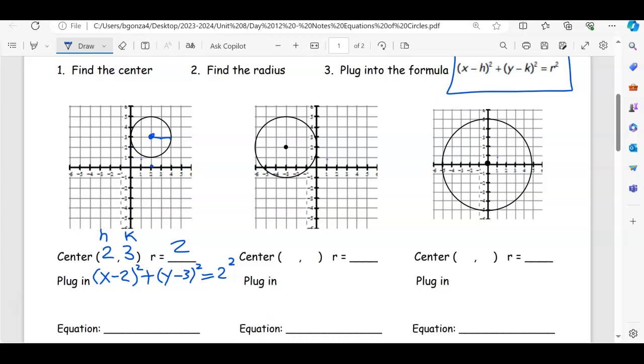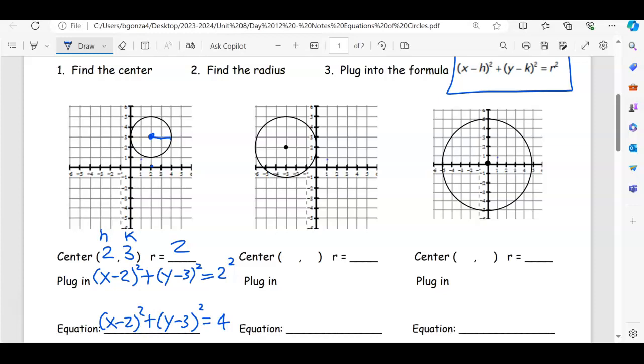Okay, now here's the deal. I wrote it up here instead of at the bottom because you want to make sure you have it simplified. So the beginning of the equation is fine. Go ahead and rewrite x minus 2 squared plus y minus 3 squared equals, here's the deal. You don't want to put 2 squared. You've got to tell me what is 2 squared. What's 2 times 2? 4, right? That's your final equation. Don't leave it as 2 squared. You've got to actually square the number, okay?